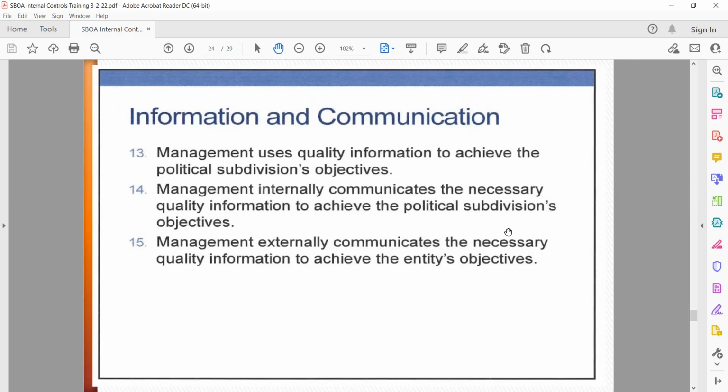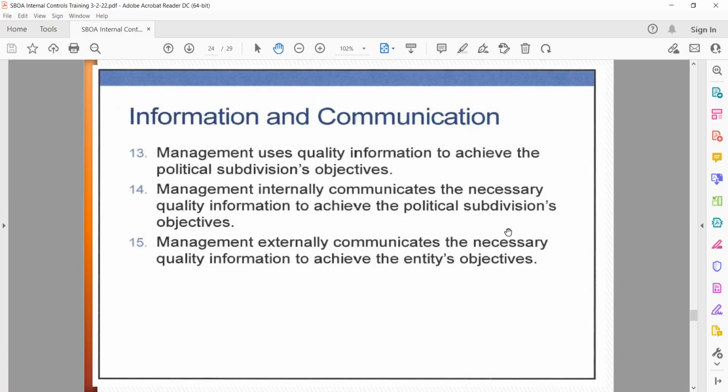Information and communication contain the next 3 principles. Number 13, management uses quality information to achieve the political subdivision's objectives. Number 14, management internally communicates the necessary quality information to achieve the political subdivision's objectives. Number 15, management externally communicates the necessary quality information to achieve the entity's objectives.